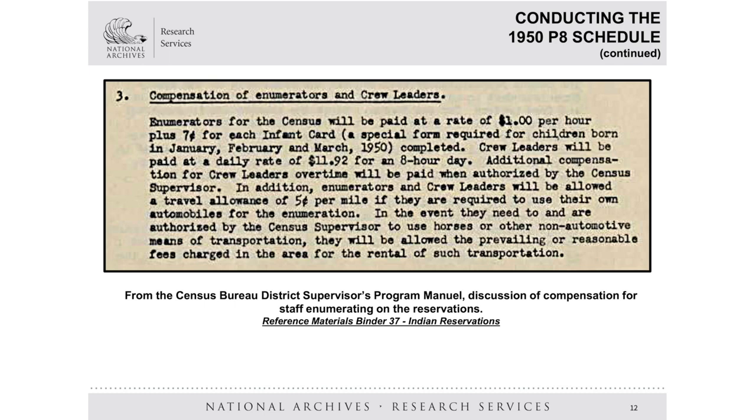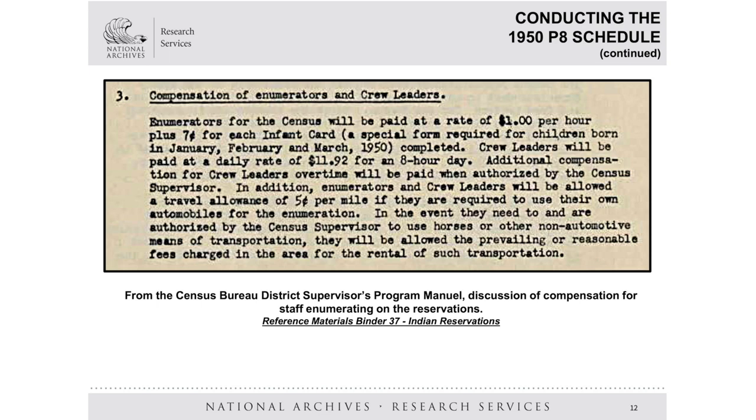And they got to work. Enumerators were paid $1 an hour plus 5 cents a mile if using their personal vehicle. If needing a horse, not an unlikely proposition given the expanse and the poor infrastructure of many Western reservations, enumerators were simply told to rely on the local prevailing rate. BIA staff doing the enumeration could take paid leave while also getting paid by the Census Bureau, work after normal working hours, or just take leave without pay.